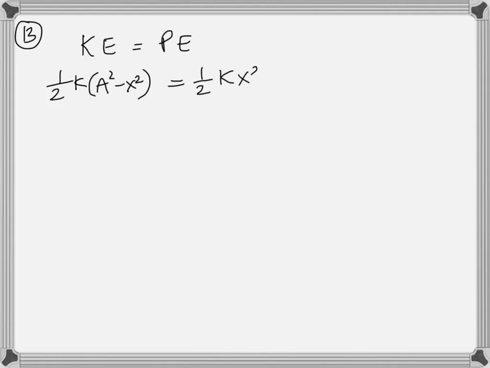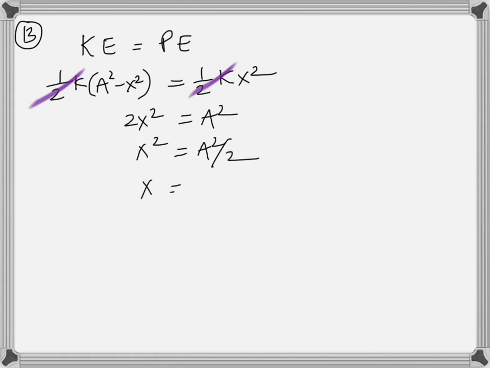In 13, you've got to find where the kinetic and the potential energies are equal. So set them equal. KE is equal to PE, and you know the formula for KE is 1/2 k (A squared minus x squared), which is equal to 1/2 k x squared for potential. Simplify that and take that negative x squared to the other side, so it becomes positive. 2x squared is A squared. x squared is A squared by 2. x is the square root of that, which is A by root 2.